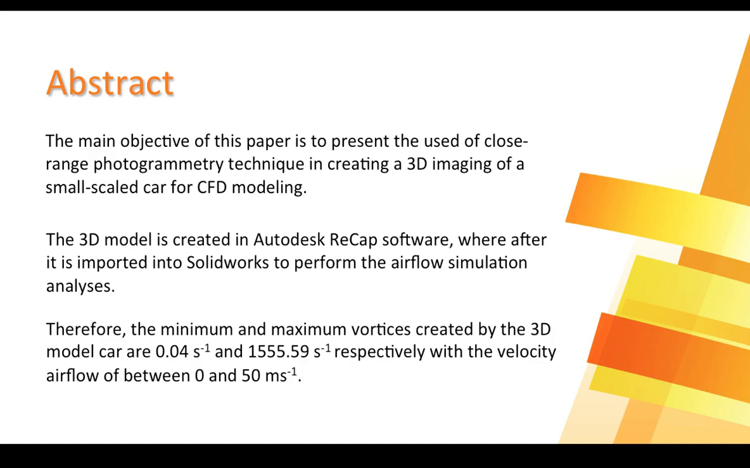The main objective of this paper is to present the use of close-range photogrammetry method to create a 3D model of a small-scale car for CFD modeling. This 3D model is created in Autodesk Recap software, where it is then imported into SolidWorks to perform the airflow simulation. Therefore, in this study, the minimum and maximum vortices created by the 3D model car are about 0.04 per second and 1555.59 per second respectively, with a velocity airflow of between 0 to 50 meter per second.